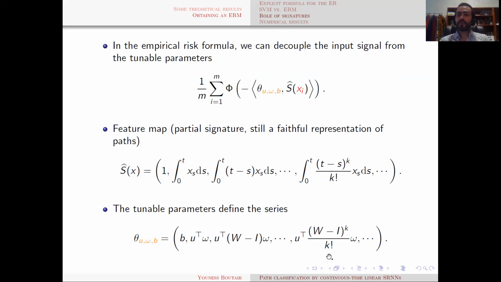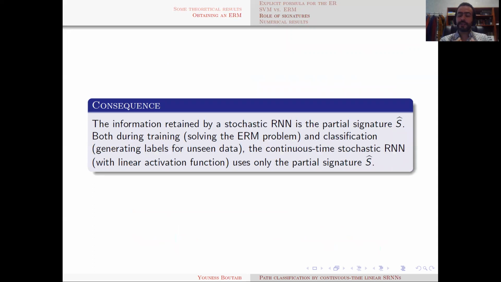This kind of expression has two advantages, or gives us two pieces of information. The first one is that we can truncate at any order and solve the truncated problem and still get an approximate solution to the ERM. And this is computationally more efficient. So that's one advantage. The second advantage is that it tells us what is the precise information retained by the recurrent neural network. This is the partial signature of paths.